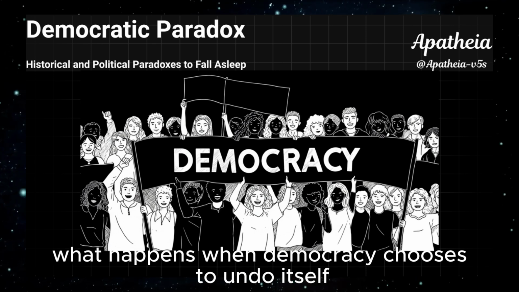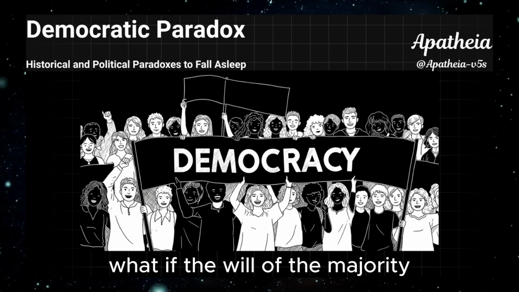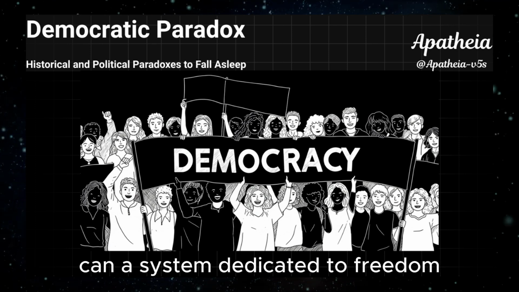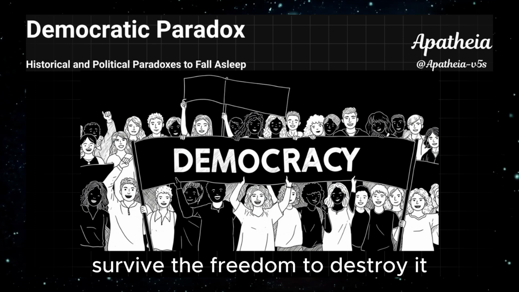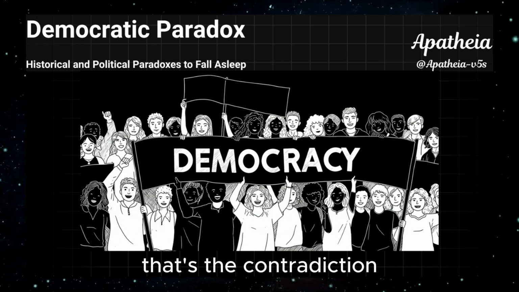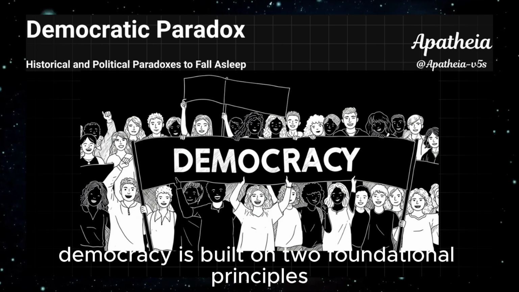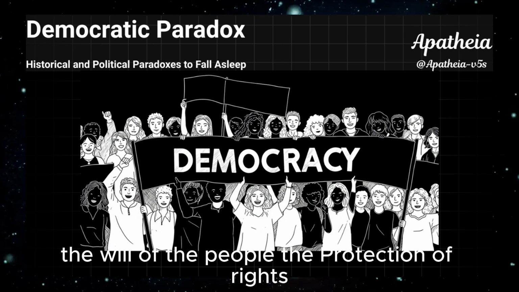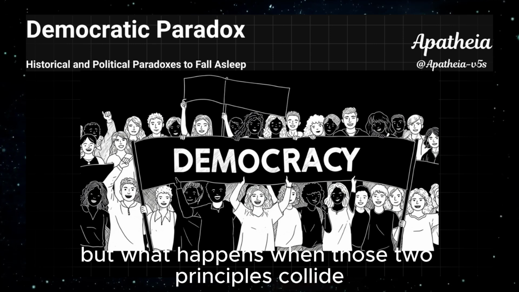What happens when democracy chooses to undo itself? What if the will of the majority threatens the rights of the individual? Can a system dedicated to freedom survive the freedom to destroy it? That's the contradiction. Democracy is built on two foundational principles: the will of the people, the protection of rights. But what happens when those two principles collide?